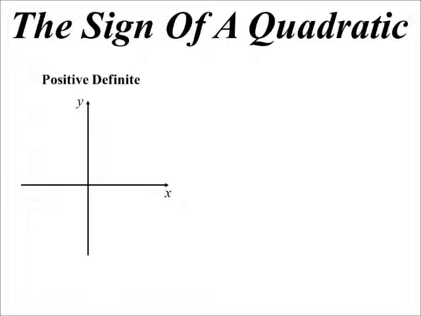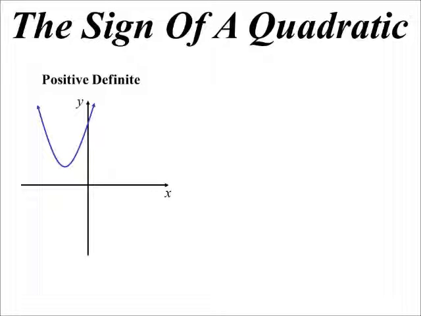Going to talk about what we call the sign of a quadratic. It uses the discriminant that we looked at yesterday. There's a term called positive definite. There's an example of a positive definite curve.